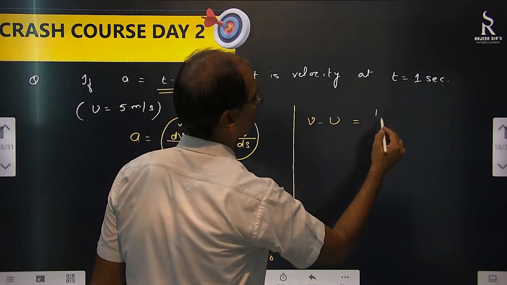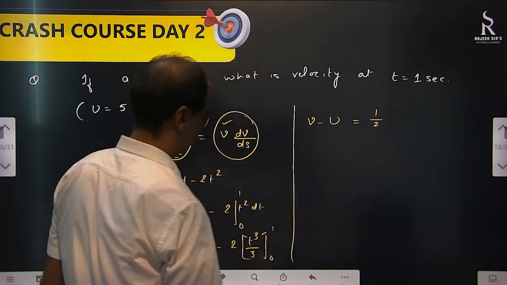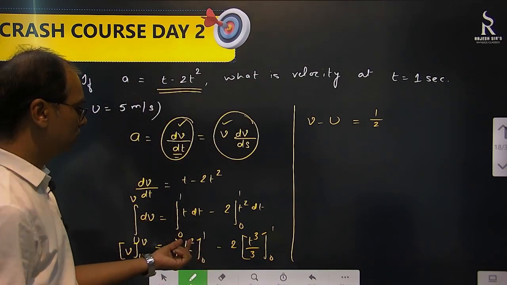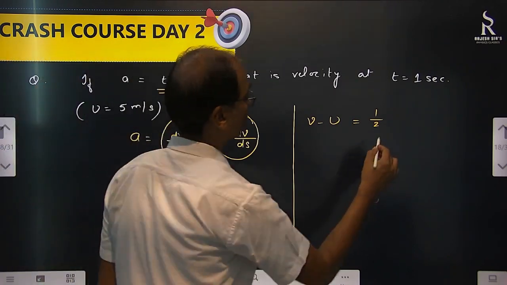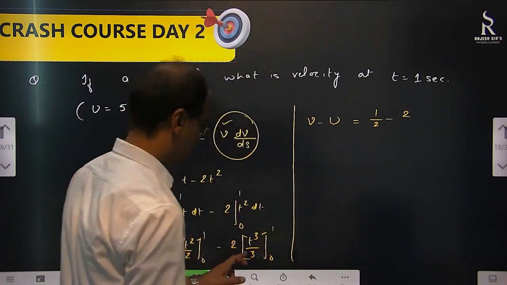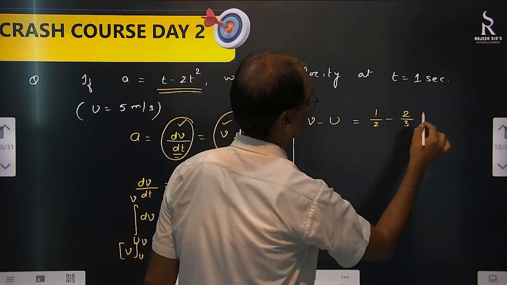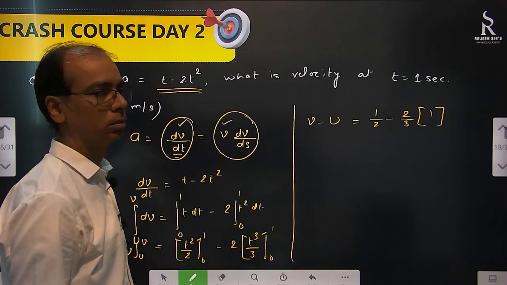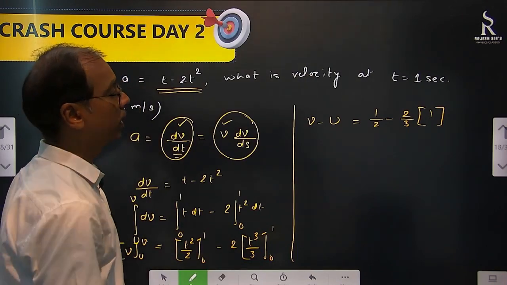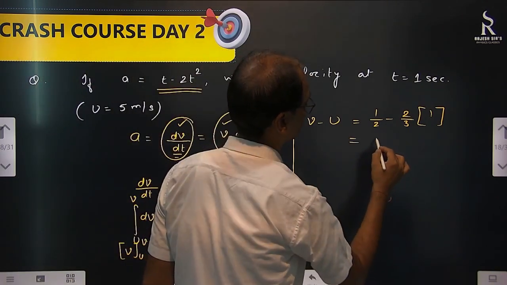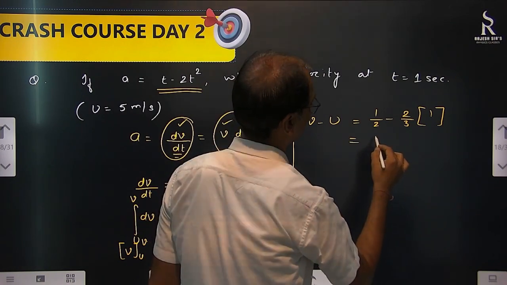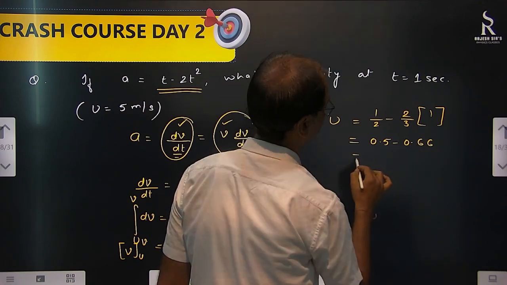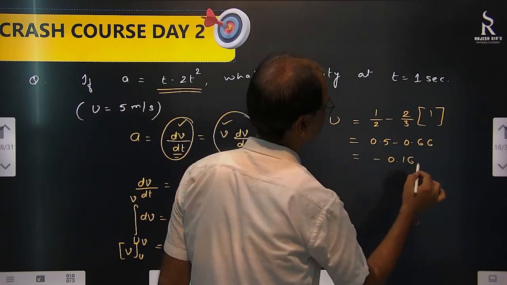So 1 by 2. First you are putting 1 minus 0, so there is no need to write 0 over here. So it's 1 by 2, and here minus 2 by 3 already. Then after putting limit 1, 1 cube is 1. What we are getting? Something in negative is coming. 1 by 2 means 0.5 I am writing, and this is 0.66 I am writing. So it comes out to be minus 0.16.